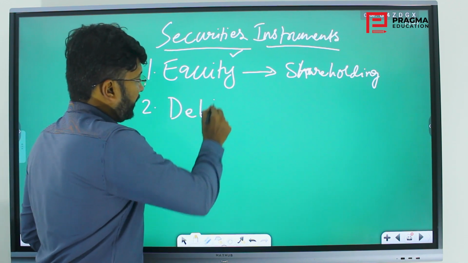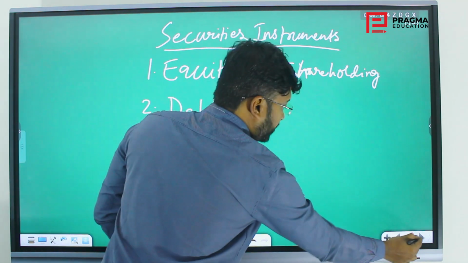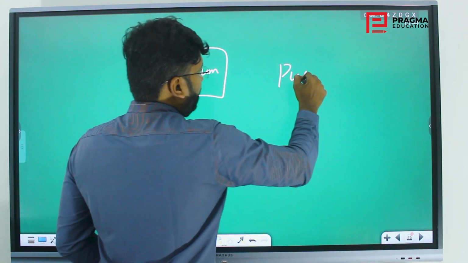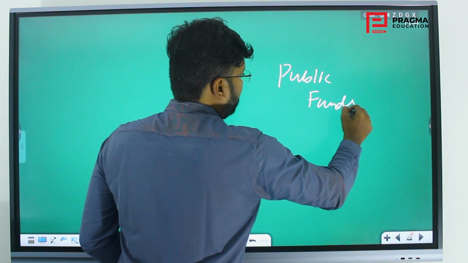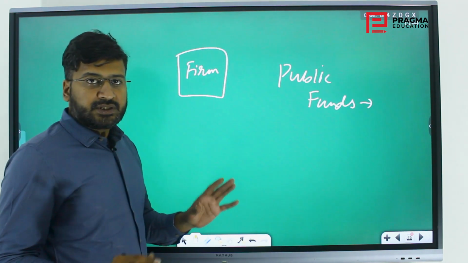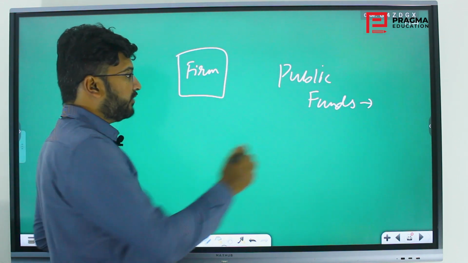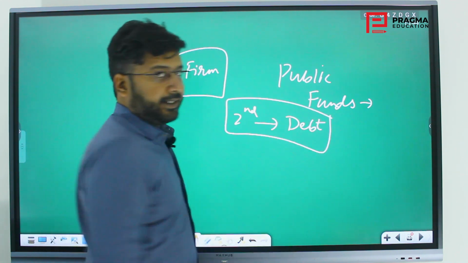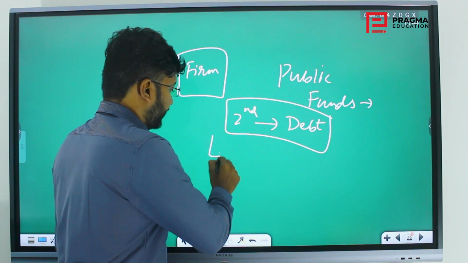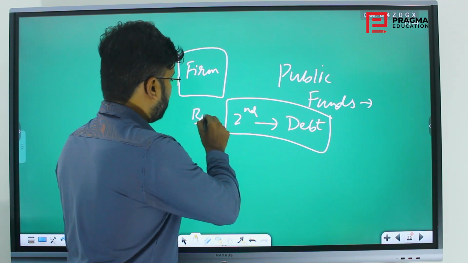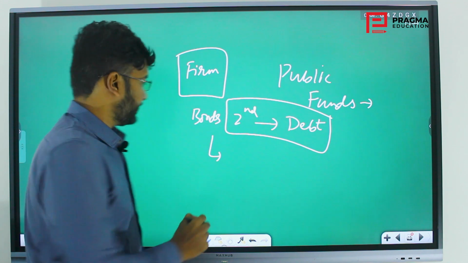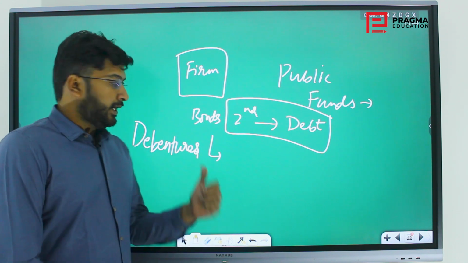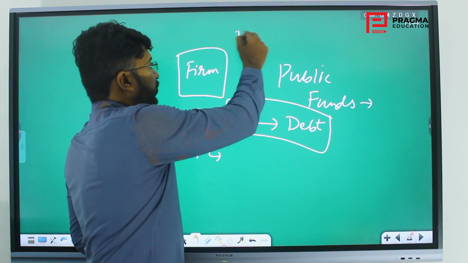The second one is debt. It is the same process again: there is a company that wants to go public, meaning it wants to raise capital funds from the public. One option is to divide the valuation into equity and give shareholdings. The second option is to directly take debt. There will be bonds issued by that particular company. They are called bonds, or they are called debentures. Don't get confused among these terms. These are all the same. Debentures is nothing but a debt instrument.